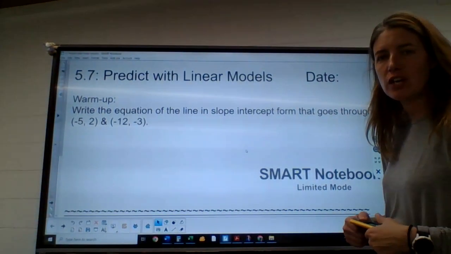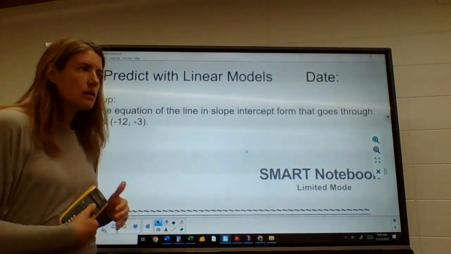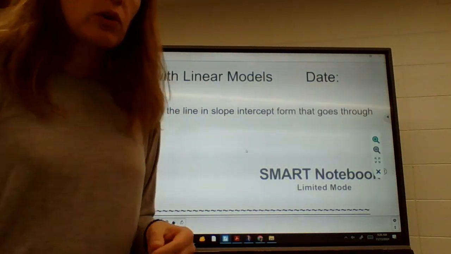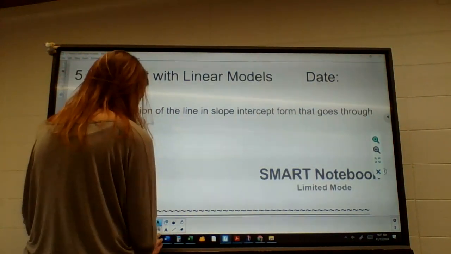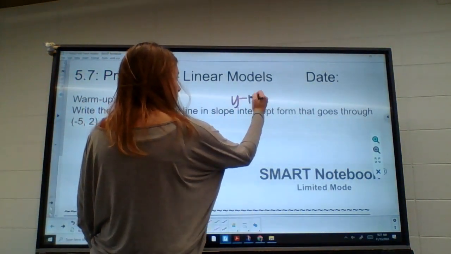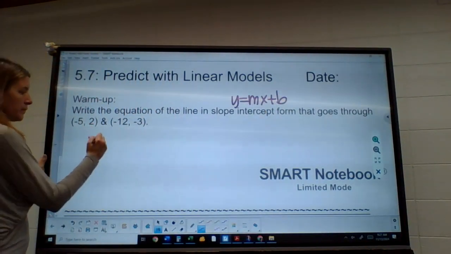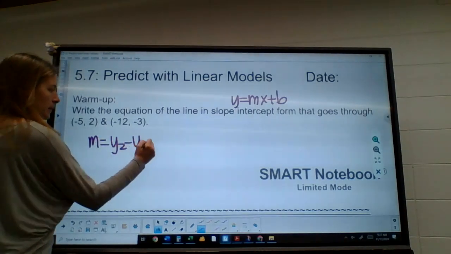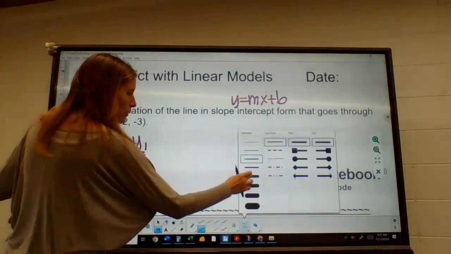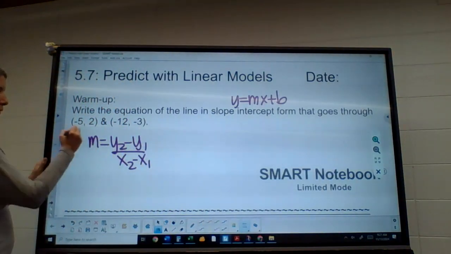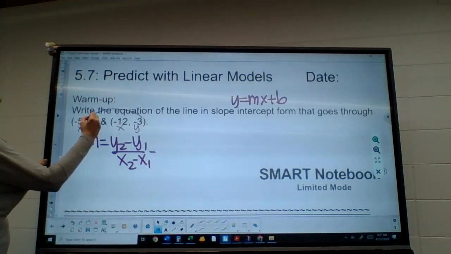So our last section of this chapter is being able to make predictions based off of our lines of best fit. So we're going to start with our warm-up here of being able to write an equation in slope-intercept form. So we're going to use our slope formula. And remember, our coordinate points are x and y. So we're going to subtract.